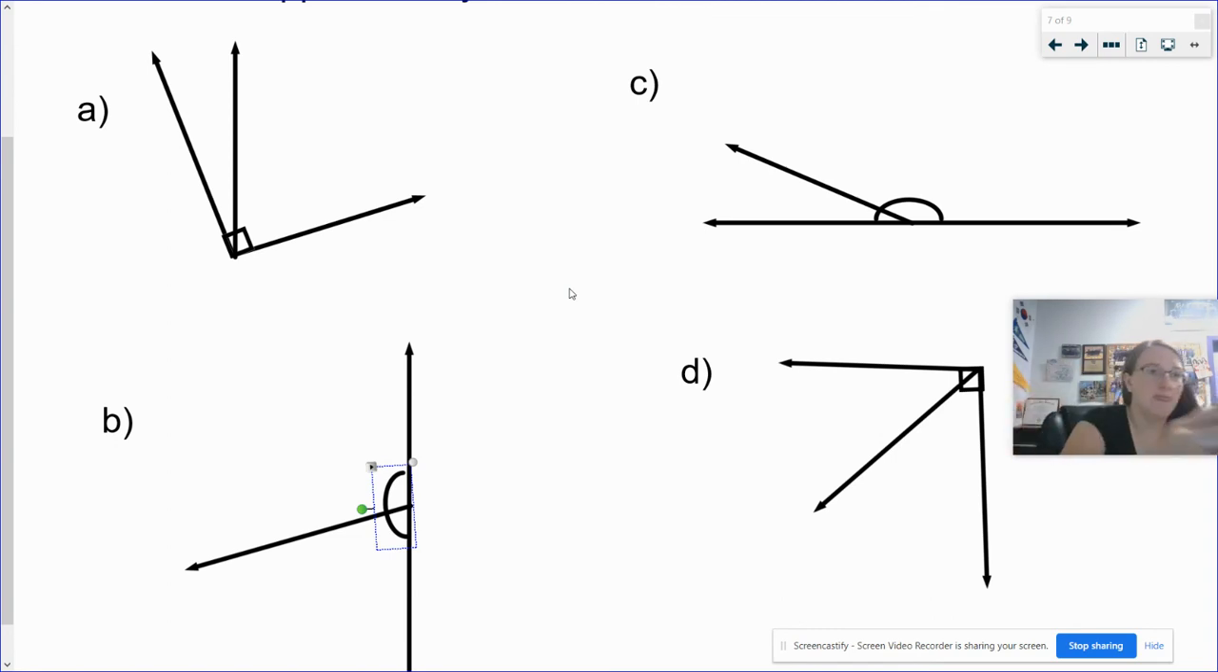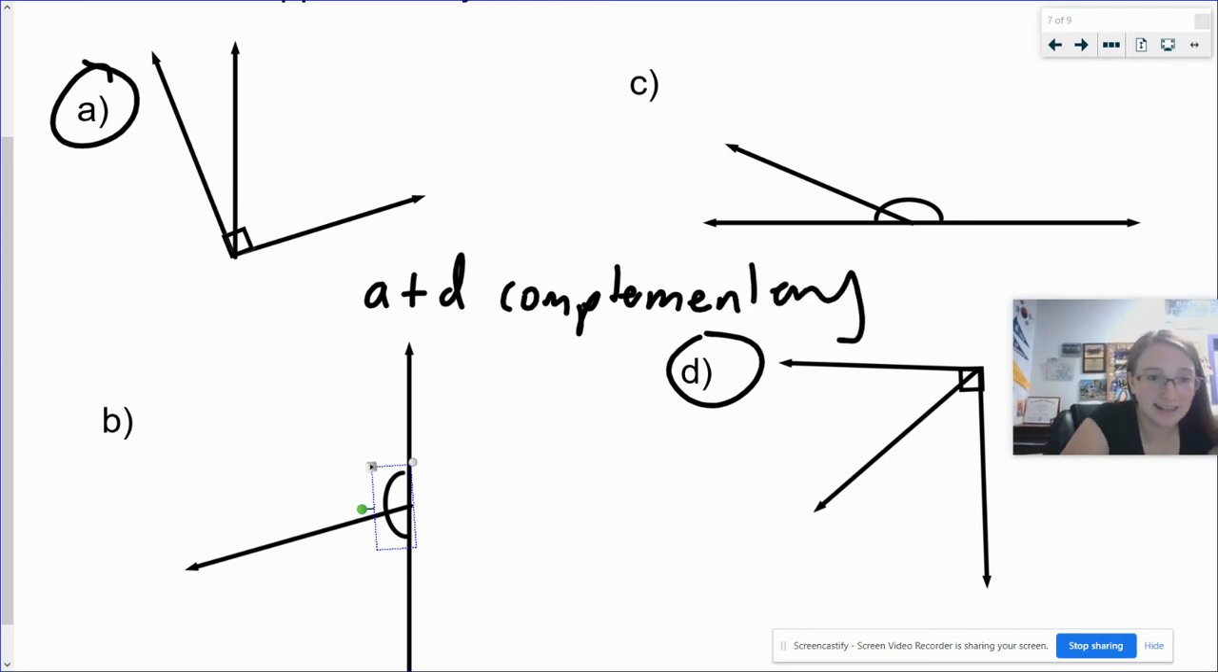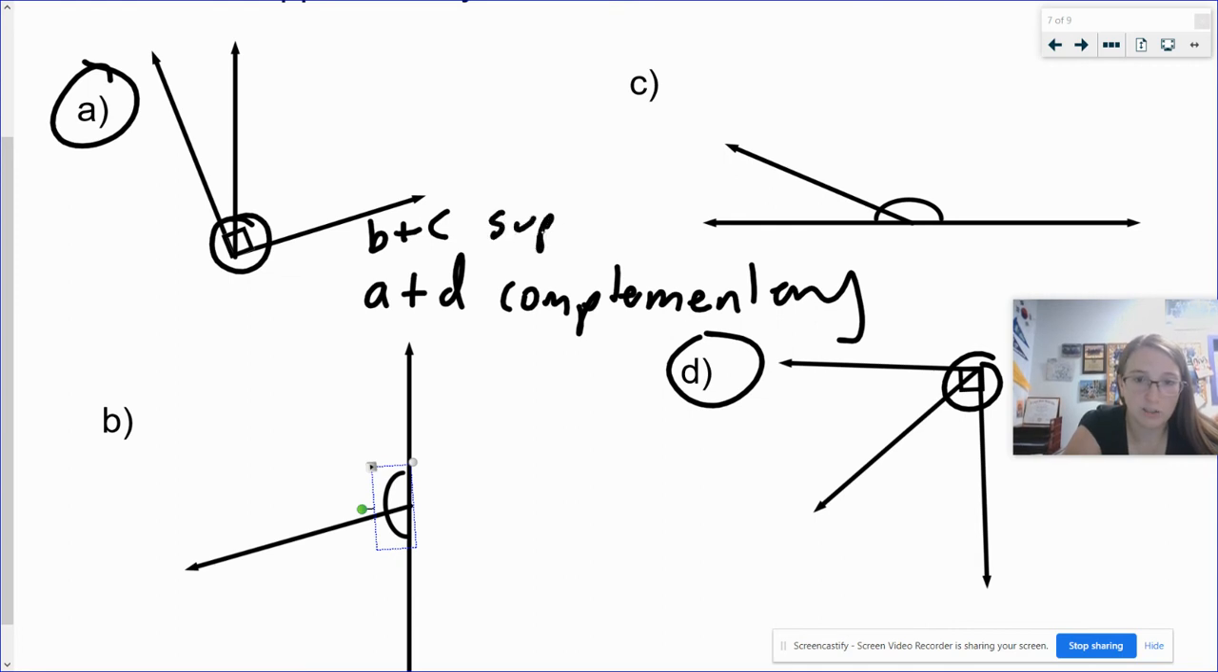Okay, so you should have gotten that A and D. Those ones are complementary. They add to 90. We can see that in the corner. For B and C, those ones are supplementary. They create a straight line, which is 180 degrees. Supplementary adds to 180, complementary adds to 90. Again, we can see this straight line going on right here. This angle put together with this angle is creating that straight line.